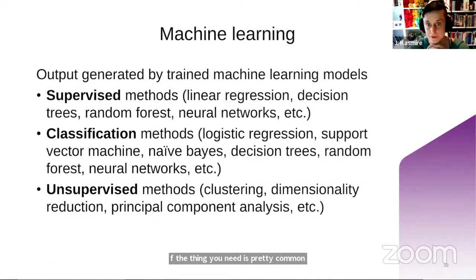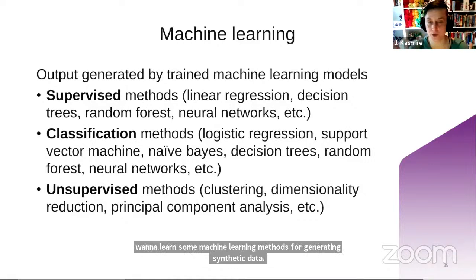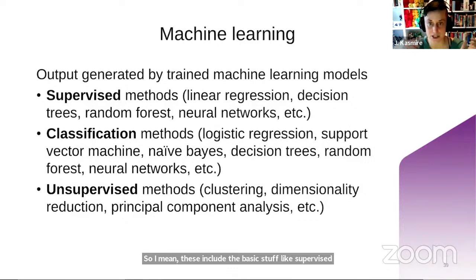Now, moving on to medium fidelity. You want something that not only looks reasonable, but that matches your real data set properly. To do this, you're going to want to learn some machine learning methods for generating synthetic data. These include the basic stuff like supervised methods, anything from linear regressions through to decision trees and neural networks, classification methods. So again, you get naive Bayes, decision trees, neural networks again, and unsupervised methods. You can get clustering and dimensionality reduction, principal component analysis. These are easy to find if you want to learn more about them. We'll discuss the linear regression approach to machine learning for synthetic data analysis in our code demo.